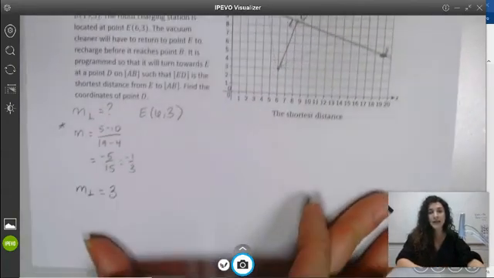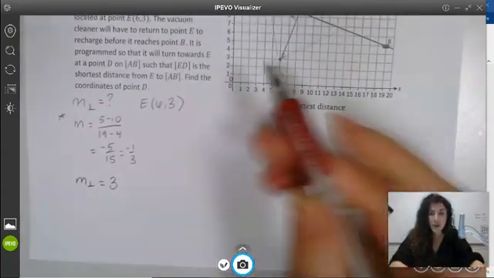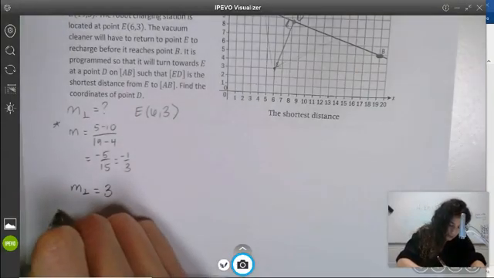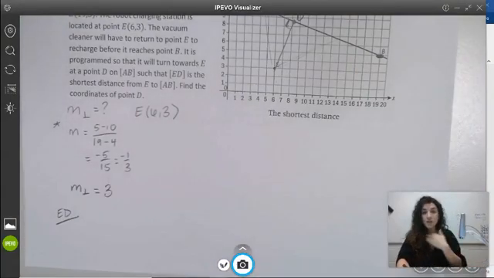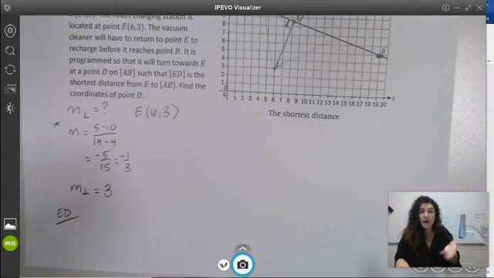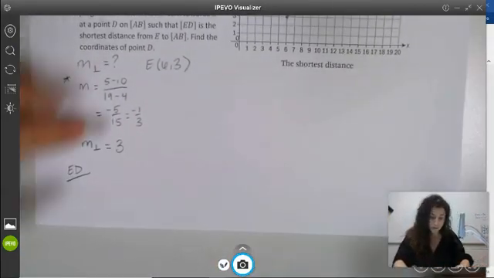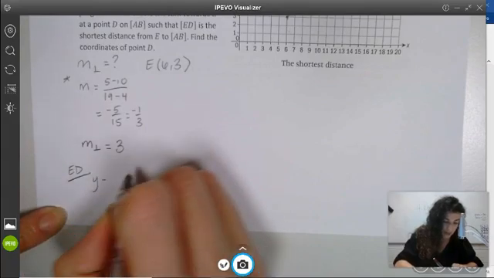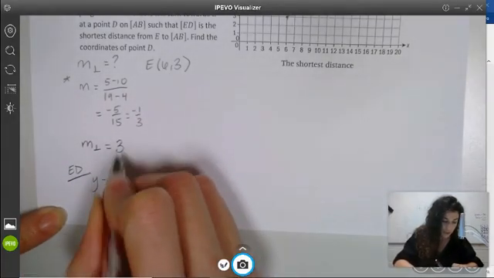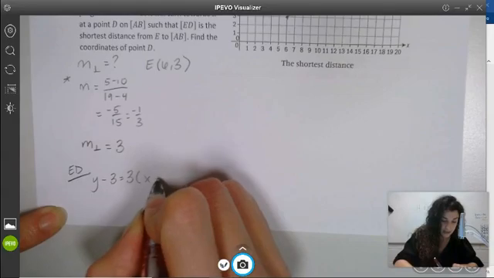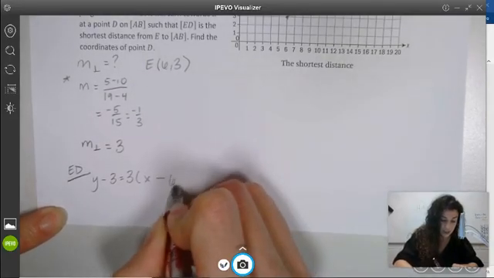Now that we have that slope and the point, we can create the equation of the line ED. Let me make some notation to show that this is the equation of the line ED. I'm going to use point-slope form: y minus y1, which is 3, equals m, which is 3, times x minus x1, which is 6.